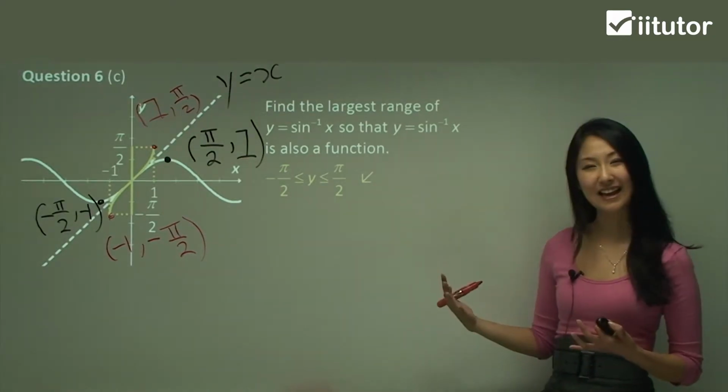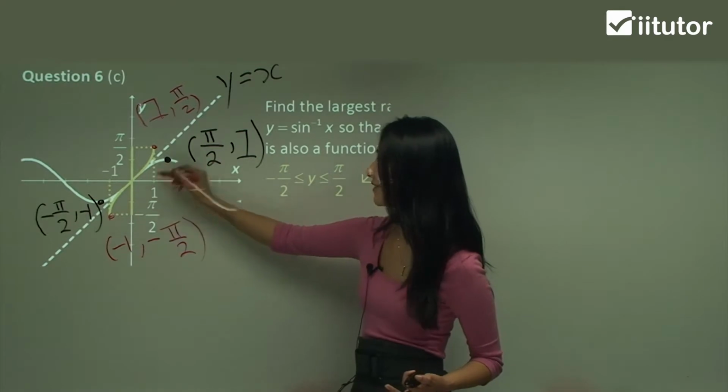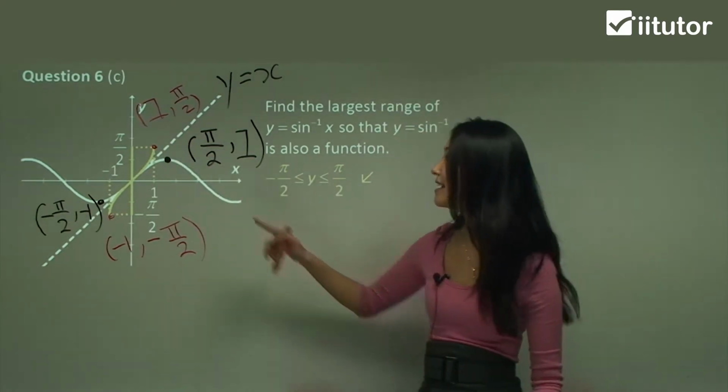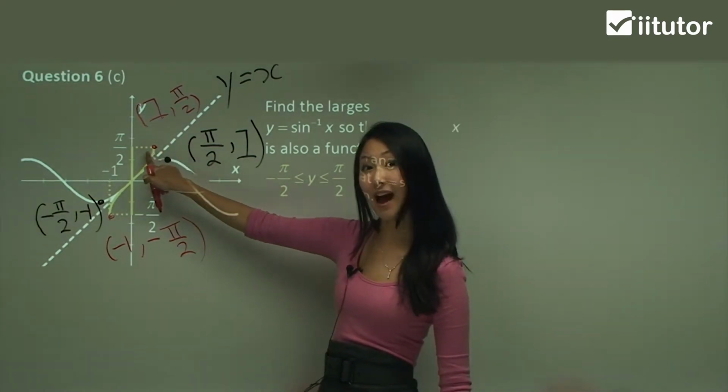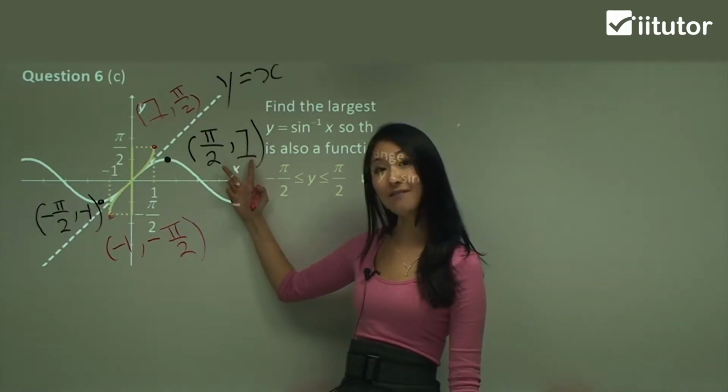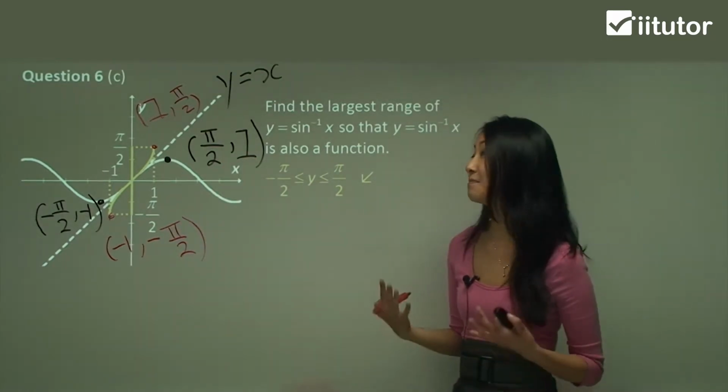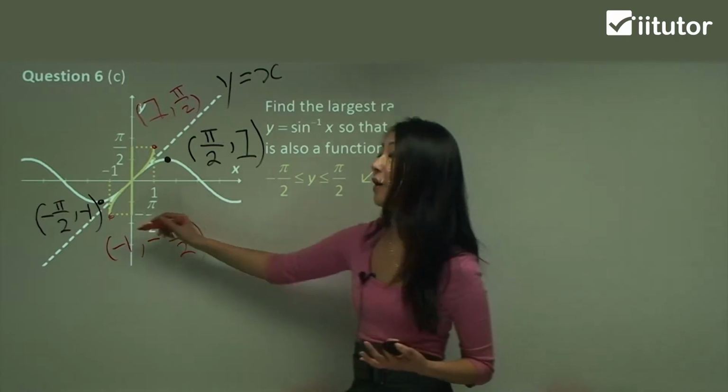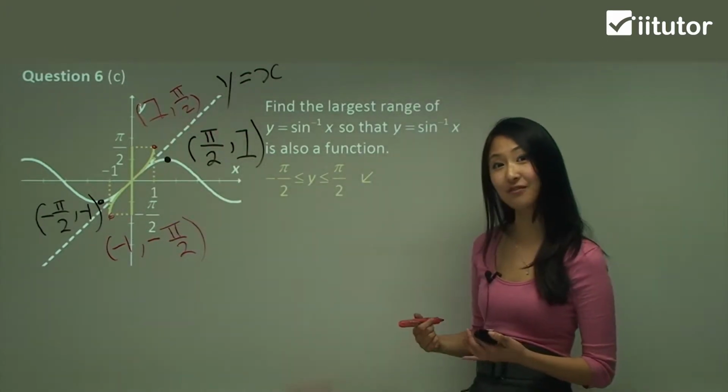So now can you see how that's how we have this curve here? Because this point is reflected in this line, we flip the x and y values, and that's how we get the domain and range for our inverse sine curve.